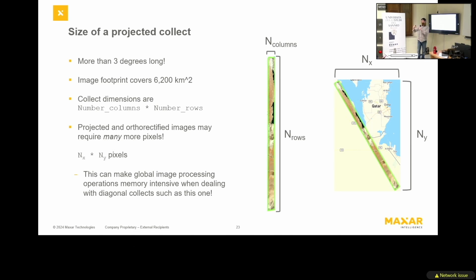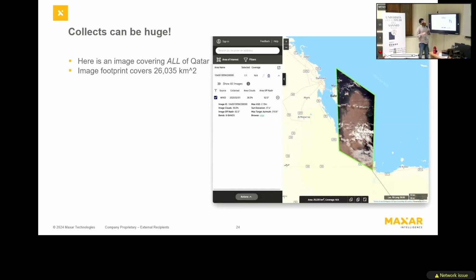Bottom line, don't just do chipping when you do your machine learning. Think about how you do chipping. We can even collect something really big. This is all Qatar. It's about 26,000 square kilometers, an entire state, an entire nation. So things can get really, really, really big.